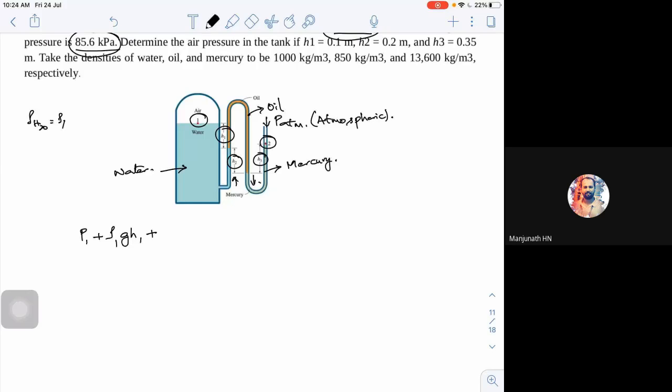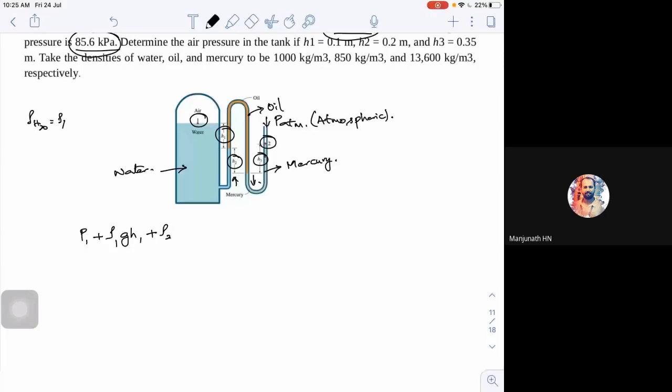Fine. So rho 1 g H1, then for oil, rho of oil is rho 2, so rho 2 into g into H2. Then I'm trying to come down. Or you can take it to the right hand side, P atmospheric or P2, whatever it may be, plus rho 3 into g into H3, which should be equated to your atmospheric pressure, as you have to balance.